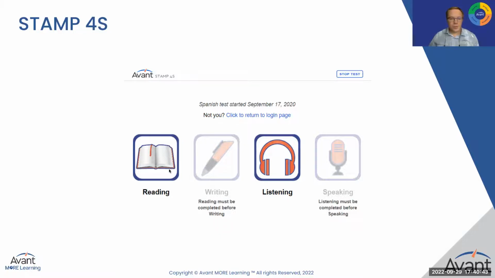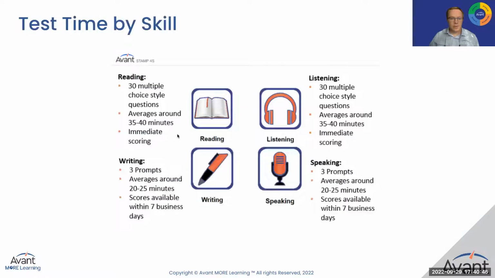So if a student were to begin with the reading section, oh, sorry. This is just a quick overview of the approximate time that it takes the average test taker. The reading section, as well as the listening section, are each made up of 30 multiple choice questions, and test takers take on average 35 to 40 minutes to complete those sections. Scoring is available immediately on the reading and listening, because the scoring on those sections is done by the computer. And for writing and speaking, students will receive 3 prompts in each section.